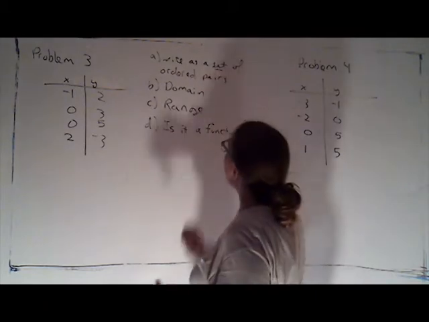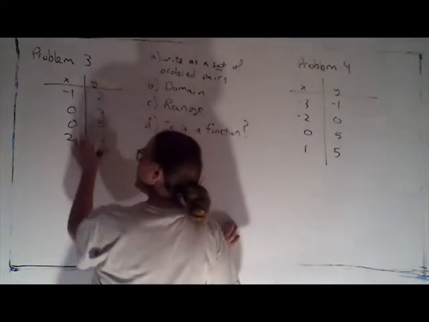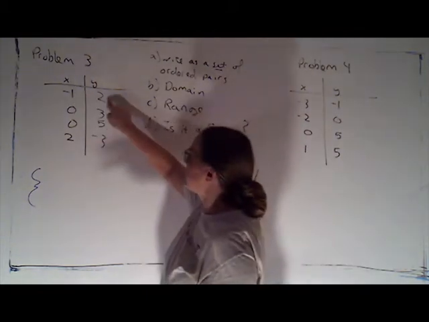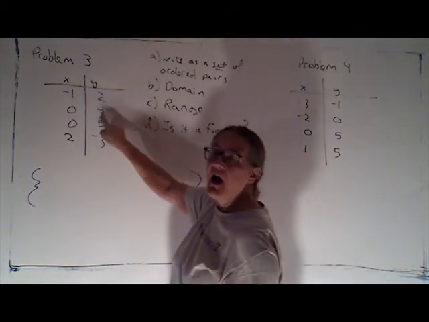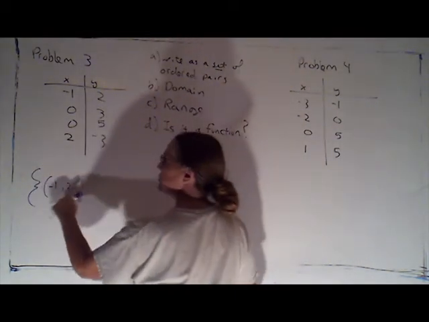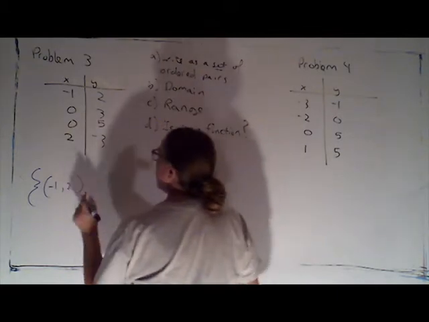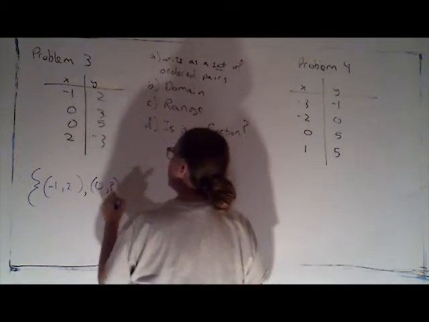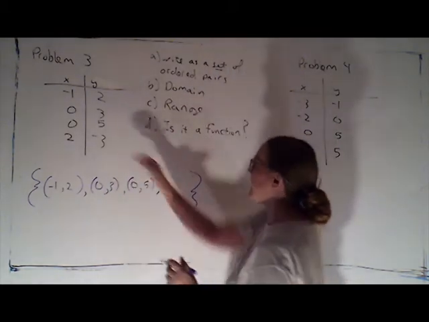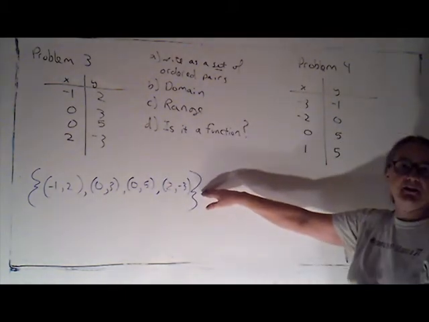So, for part A, we want to write each relation as a set of ordered pairs. Here, this relation was given to me as a table of values. There's my x that goes with my y. Here's an x that goes with a y. All I'm going to do is rewrite that as just a set of ordered pairs. So negative 1, 2, instead of those being in separate columns, I'm going to write them as an ordered pair. Okay. Comma, my next ordered pair would be 0, 3, comma, my next ordered pair would be 0, 5, comma, my next ordered pair is 2, negative 3. So just writing this the way problems 1 and 2 were written.